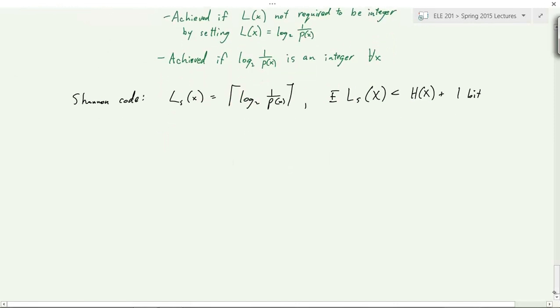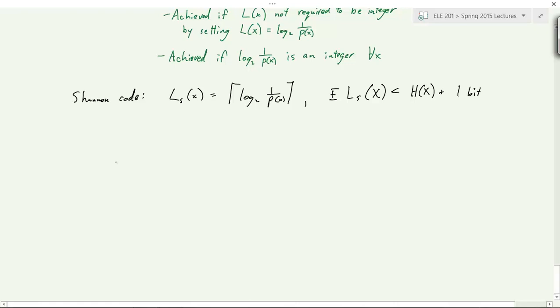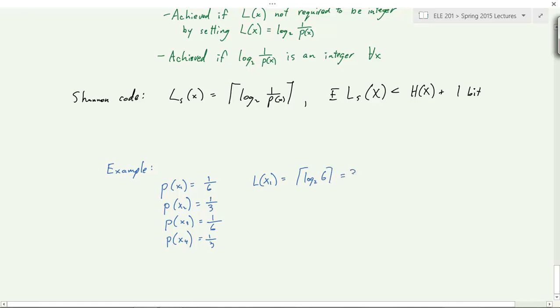Let me show you just an example to remember why Shannon codes are, in fact, not actually optimal. They don't meet Kraft with equality. We can see that by taking pretty much any example. Let's say X takes 4 values, with probabilities 1/6, 1/3, 1/6, and 1/3. The Shannon code says the length of this one should be the round up of log 2 of 6, and that is going to be 3. This one here is going to be 2. This one here is going to be length 3. This one here is going to be length 2.